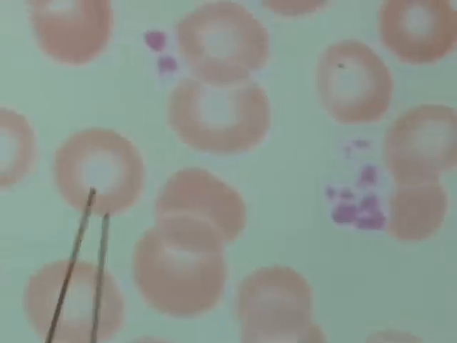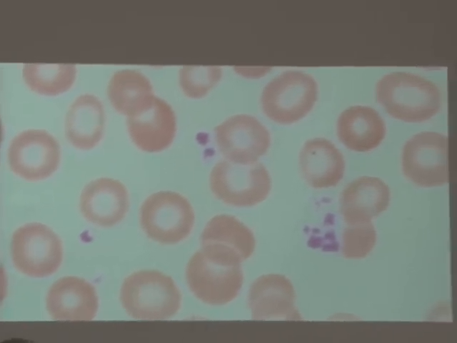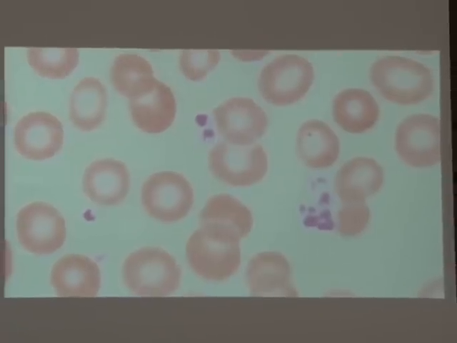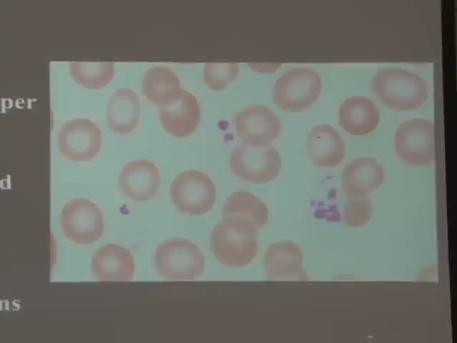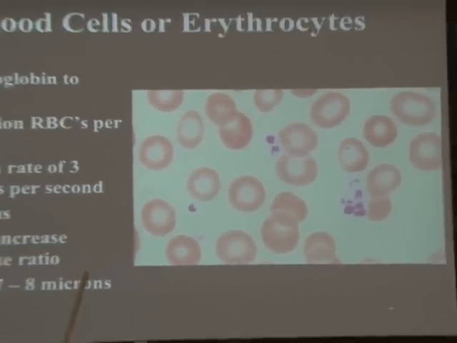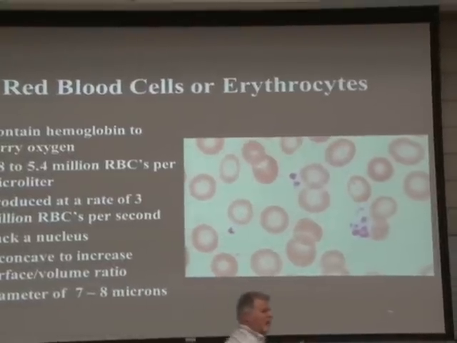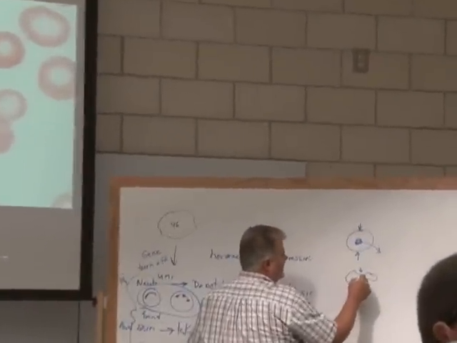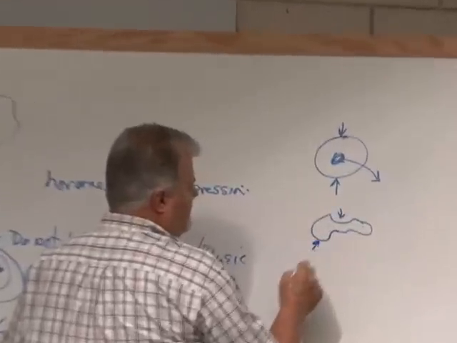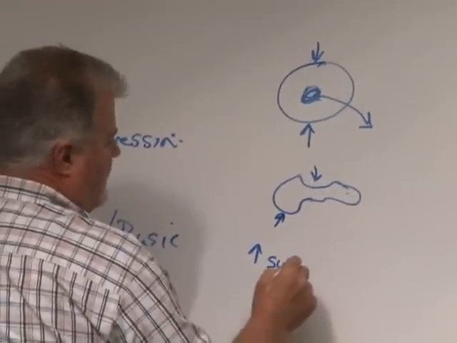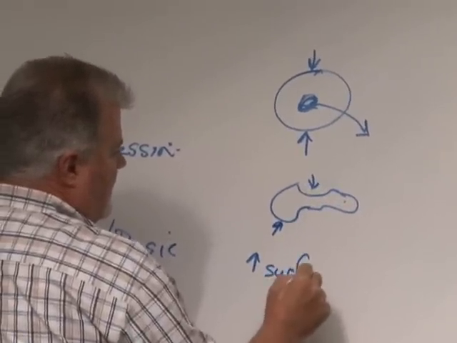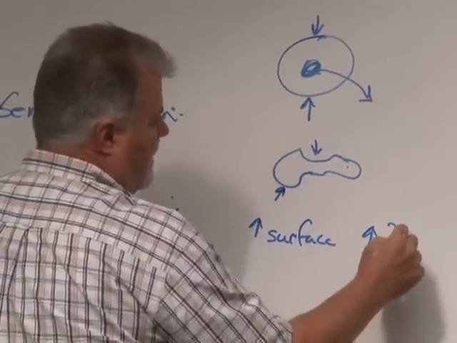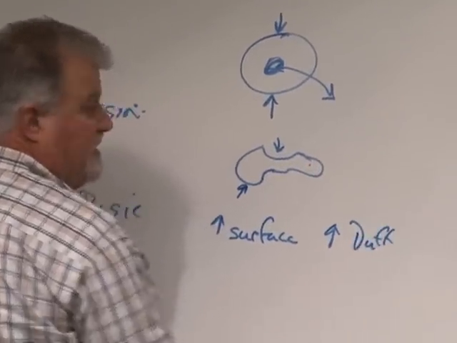But they're not actually hollow. There's not a space in them. It's just that because they're biconcave, they're thinner at the center than the edge. And then what that does is greatly increase surface to volume ratio, which makes it an outstanding cell for diffusion. So we take this one and convert it to this. Now what we just got was a great increase in surface area. So if we increase surface area, we can increase the rate of diffusion. So why is that critical?